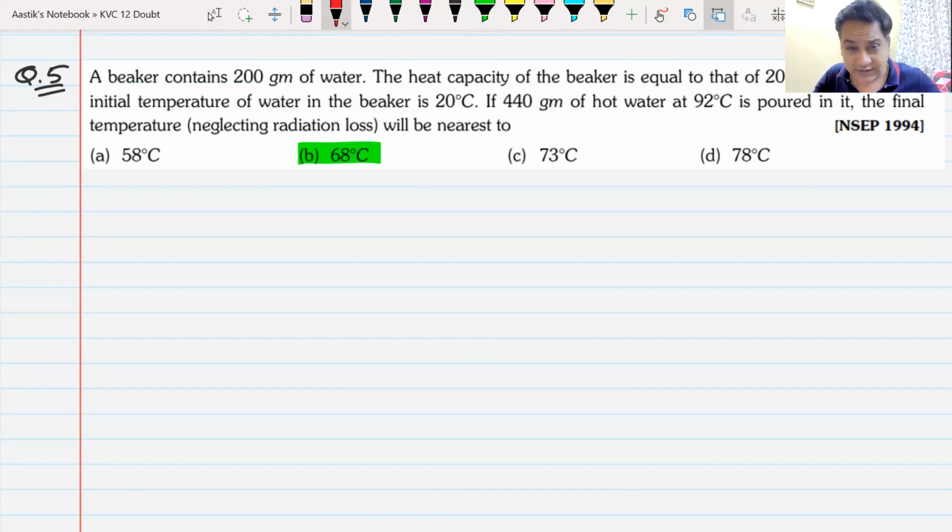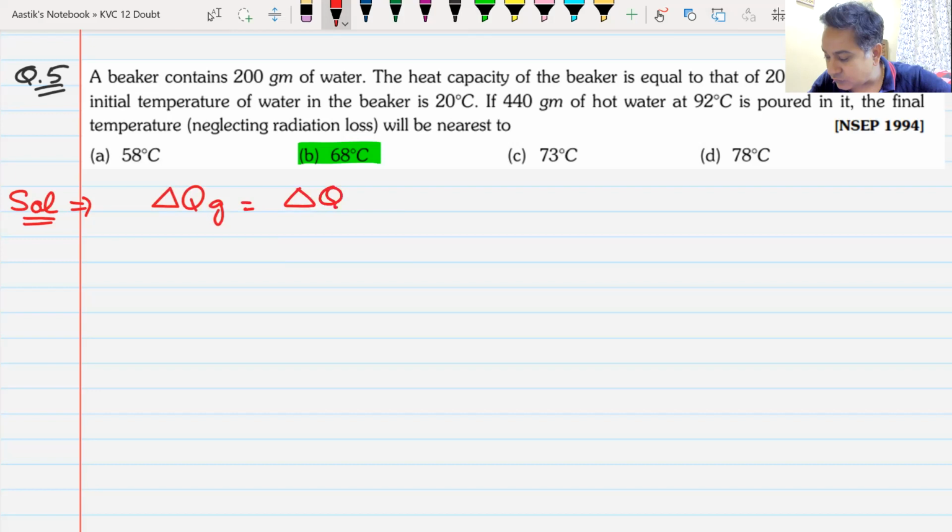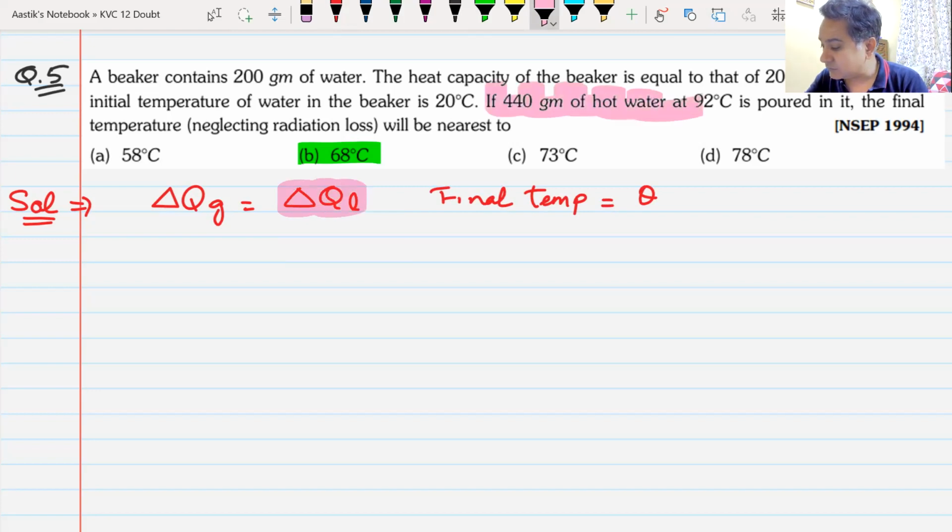Remember, the only thing that we have learned in this chapter is the principle of calorimetry, my dear friends, and the principle of calorimetry says that heat lost is equal to heat gained. Who is gaining heat? Who is losing heat? We just have to find out who is gaining heat and who is losing it. Let us say the final temperature is theta. The hotter body will lose heat.